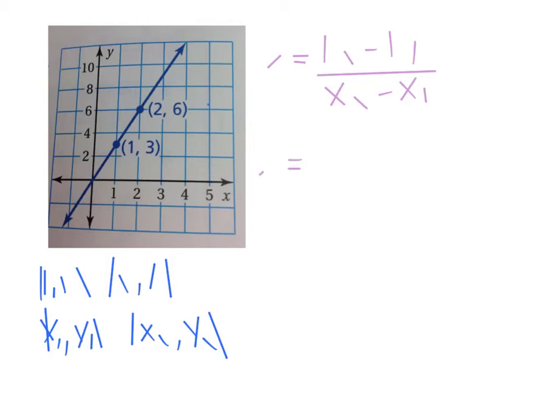So slope equals y2 is 6 minus y1 is 3 over x2 is 2, and x1 is 1. So if I solve that, I get 3 over 1 as my slope. Now remember that slope equals rise over run, and that is 3 over 1. So we just solve for that.